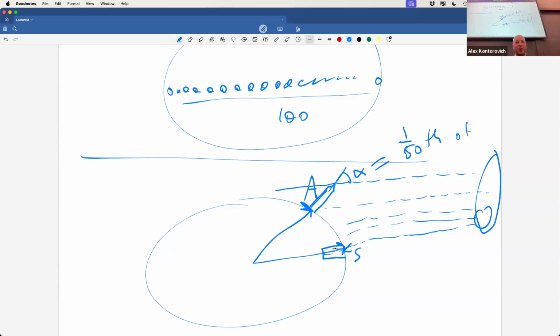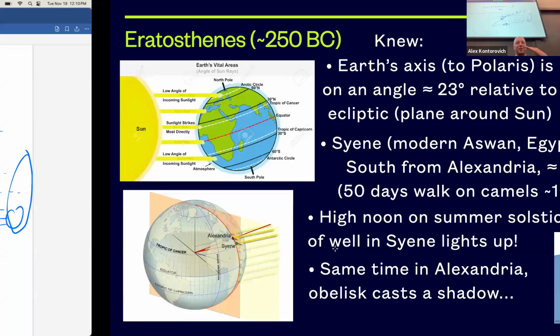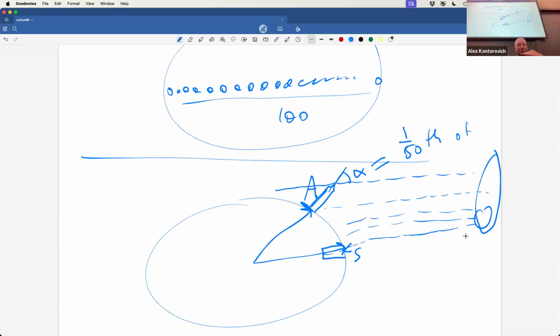And at high noon on the summer solstice, Cyan is getting hit, and Cyan is on the Tropic of Capricorn. Capricorn or Cancer? Do I have it here? Is it Cancer? Cancer, yes, Cancer. So Cyan is on the Tropic of Cancer, which means at high noon, that's exactly where the sun's rays are coming straight down onto Cyan. And this angle is 1/50th of a full circle.